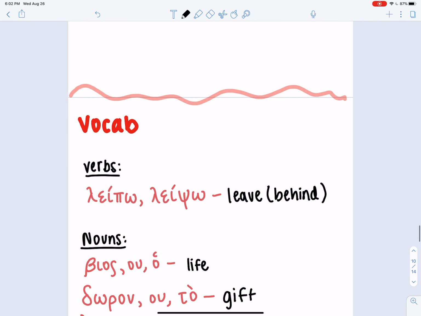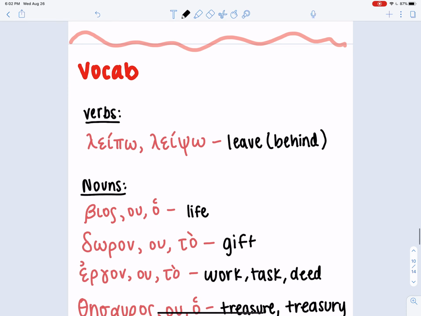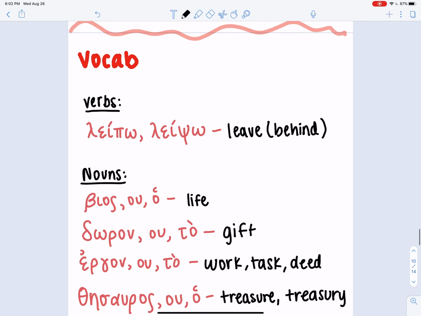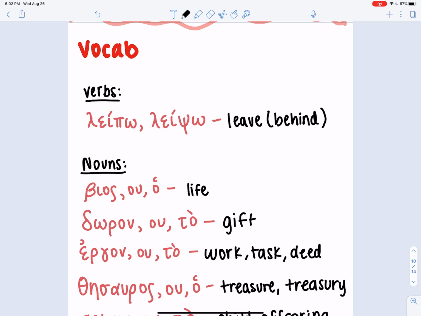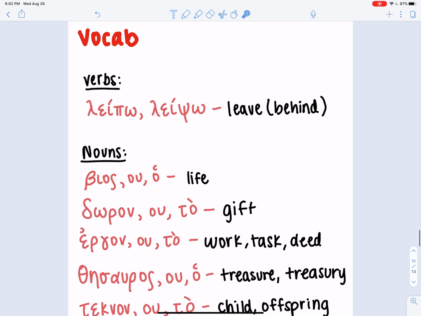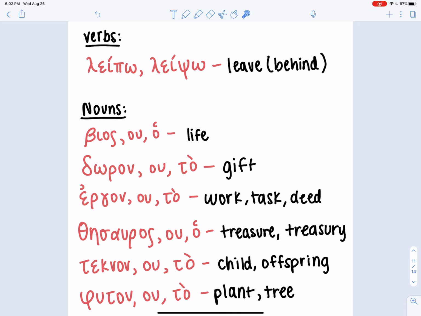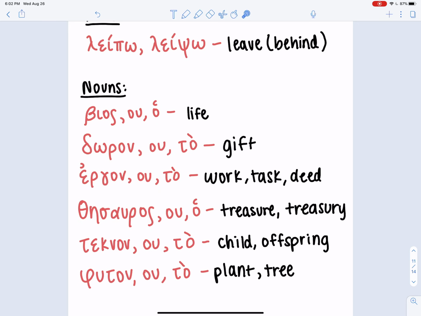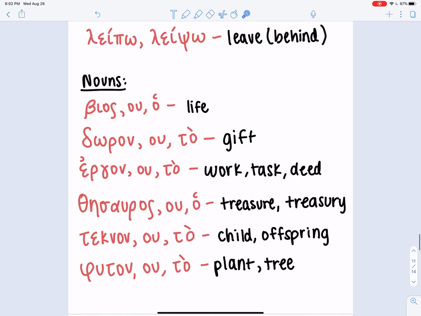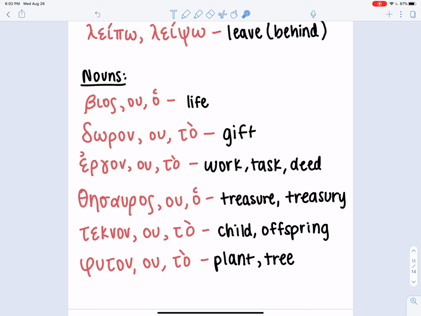And now we're on to vocab. That's all the heavy lifting we're doing today. So vocab, we only have one verb and just some nouns and a couple adjectives. Nothing too crazy. So for verbs, we have lepo and the future lepso. That means to leave behind or abandon, just like linquo in Latin. That's the sense of leave, not like leave physically, leave something behind.